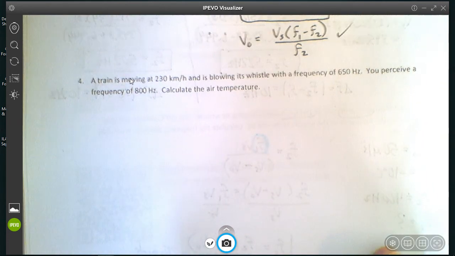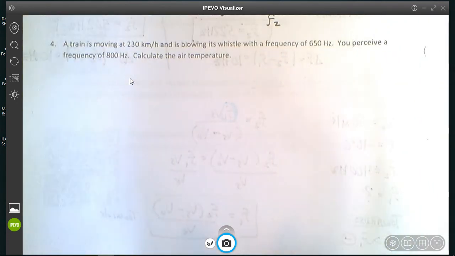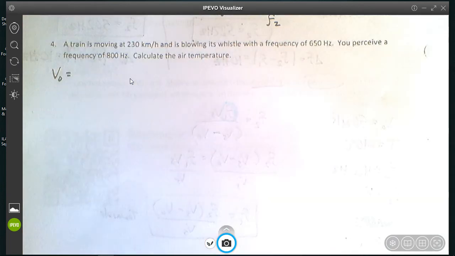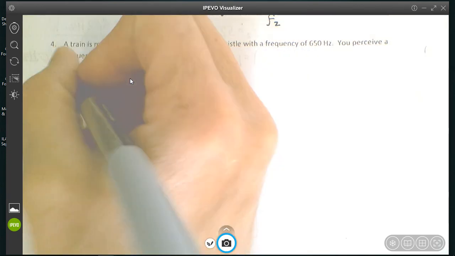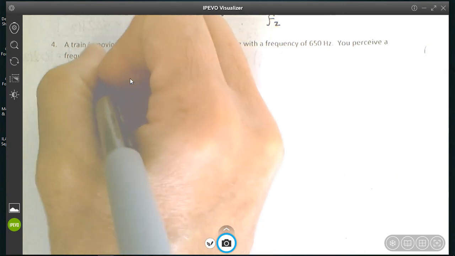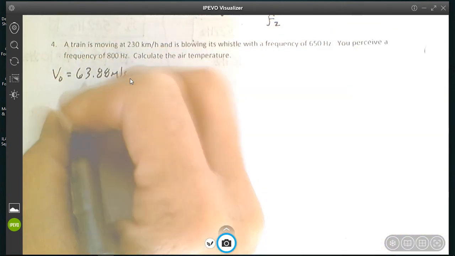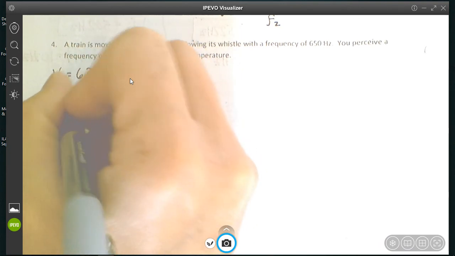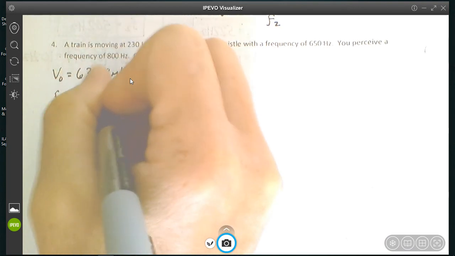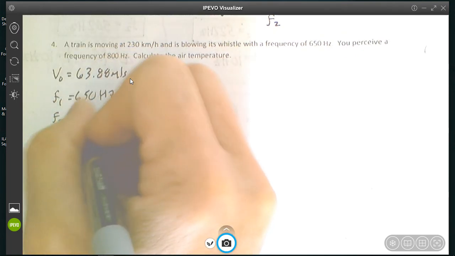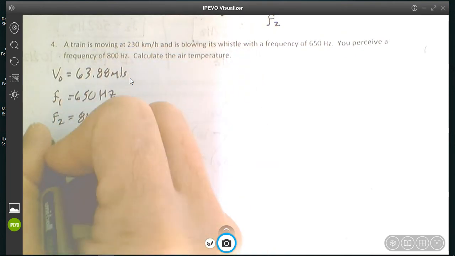Again, try these on your own. Pause, rewind, do whatever you need to do. Okay, a train is moving at 230 kilometers an hour. Fast conversion, just about 63.88. Okay, blowing its whistle with a frequency of 650 hertz. You perceive a frequency of 800 hertz.